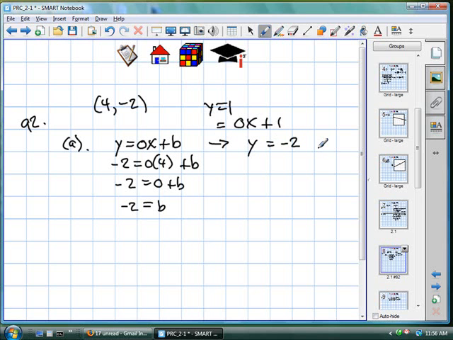Okay, part B. This time we're doing the perpendicular part. This time, find the equation of a line perpendicular to this guy and going through this point. Now, we got a problem here. What kind of a line has a slope of 0? Remind me.